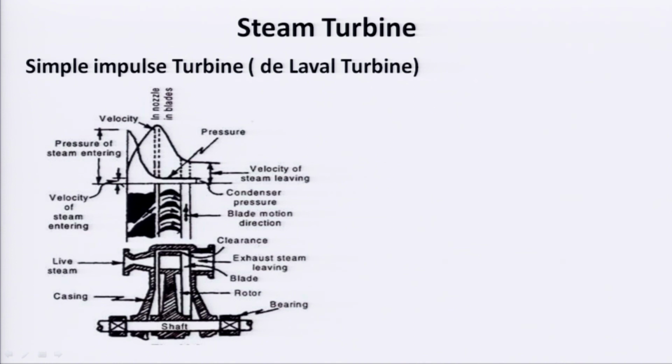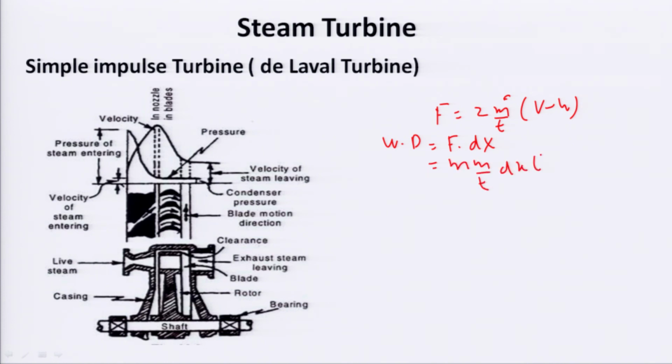Whatever the force is produced, we can write it as twice m dot, that is m by t, times v minus u. And work done is the force times the distance travelled in the direction of the force. So, distance travelled in the direction of the force, we can write here twice m by t, dx, v minus u. Distance travelled divided by t, dx by t, is the velocity of the blade. So, we can write m dot twice v minus u into u. So, this is the work and this is the force.